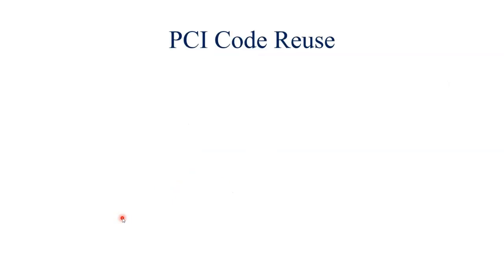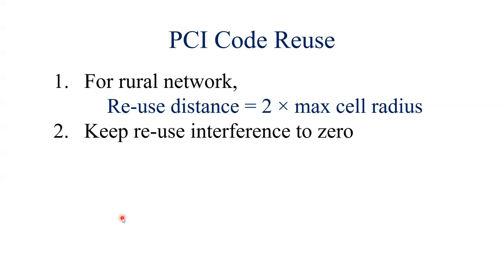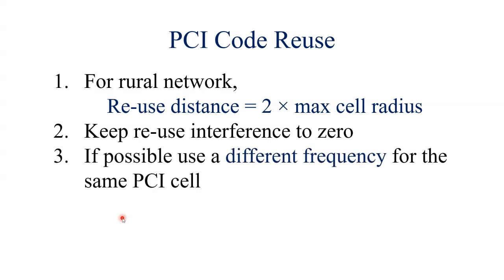Because the number of PCIs is limited, you may need to reuse them. If we have reserved PCI ranges, such as for outdoor, in-building, and future expansions, then it will be limited further. If the PCI reuse is too close, then it will cause handoff failures as well. For a network, the reuse distance needs to be higher than 2 times the maximum cell radius. It requires keeping the reuse interference to 0. If possible, you can use a different frequency for the same-PCI cell.